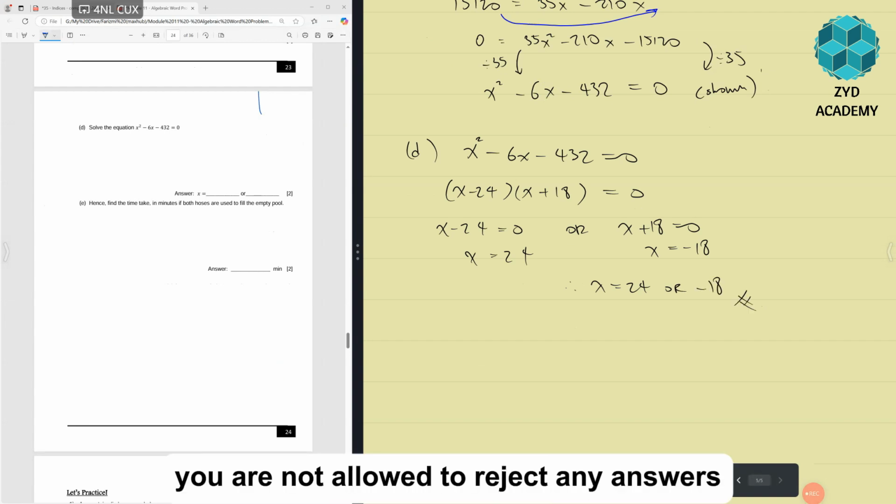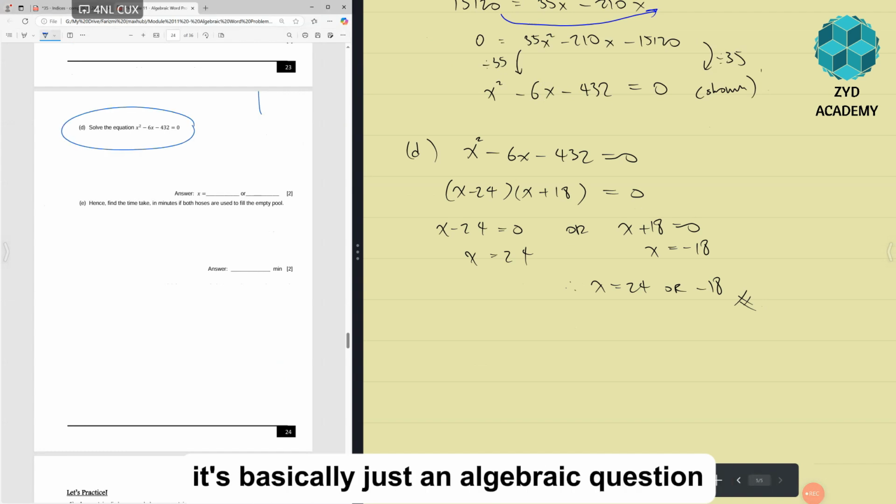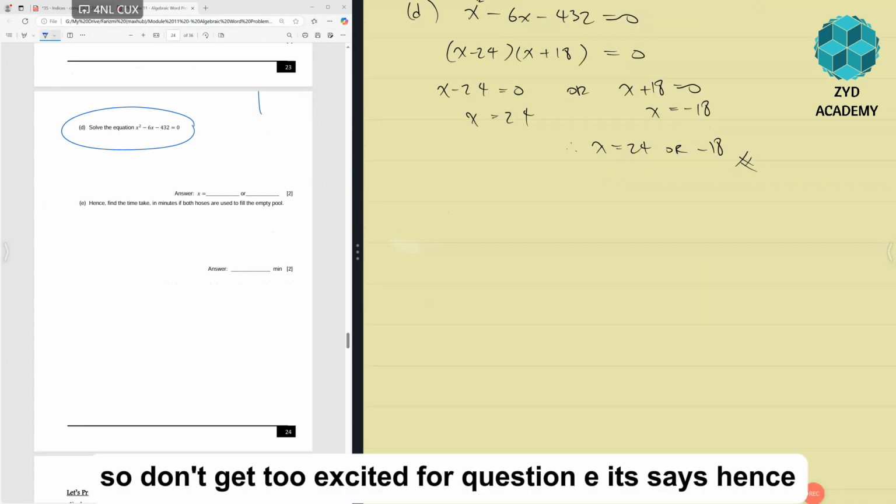At this juncture, you are not allowed to reject any answers because there's no context for rejection. It's basically just an algebraic question. So there's no context yet. So don't get too excited.